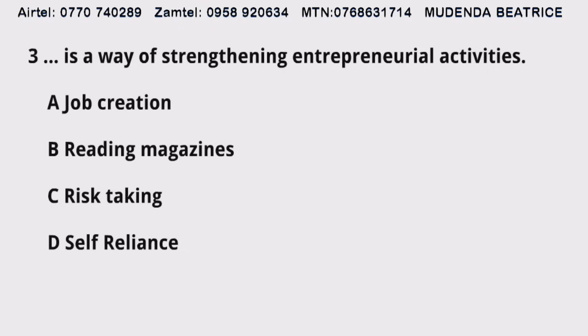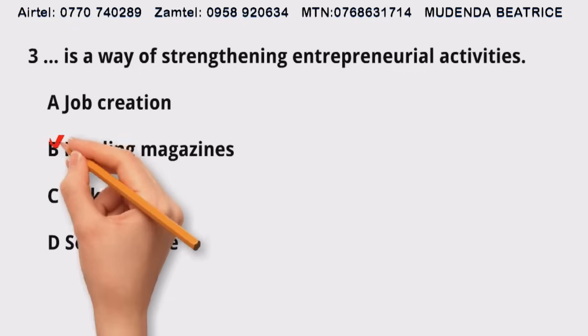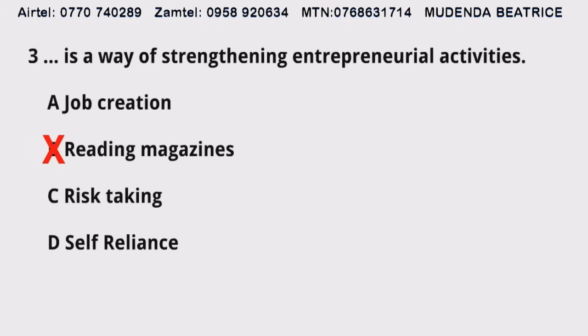Dash is a way of strengthening entrepreneurial activities. A. Job creation. B. Reading magazines. C. Risk taking. D. Self-reliance. The correct answer is B. Reading magazines. So reading magazines is a way of strengthening entrepreneurial activities.